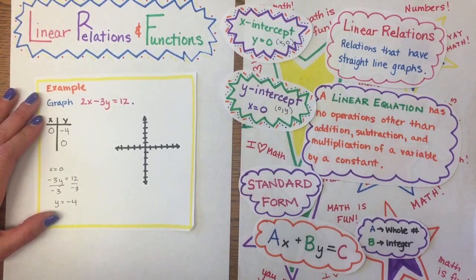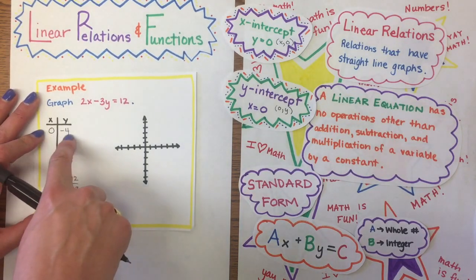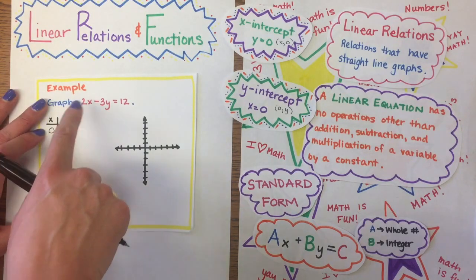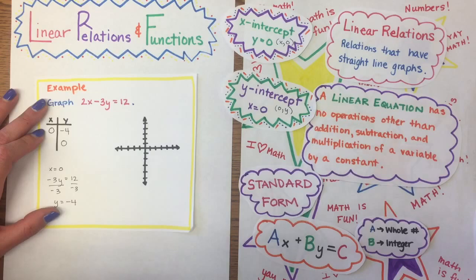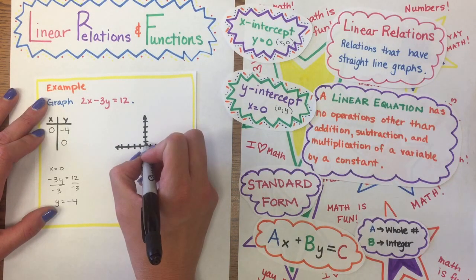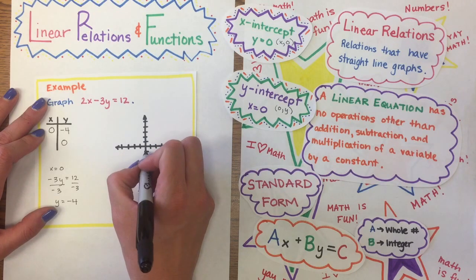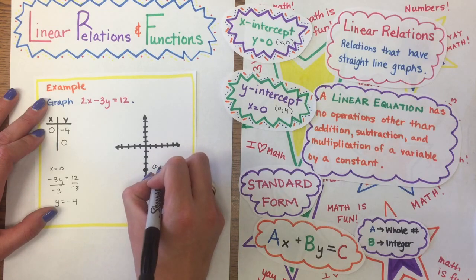What that means is that if x is equal to 0 and y is equal to negative 4, and I plug both of those values into this equation, I will have a true statement. So if I graph that, x value of 0, y value of negative 4, 1, 2, 3, 4, that's going to graph right there. 0, negative 4.